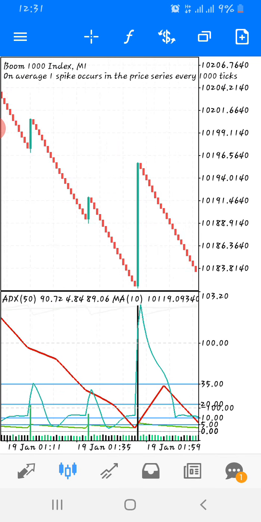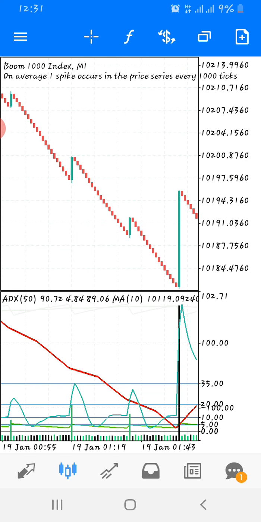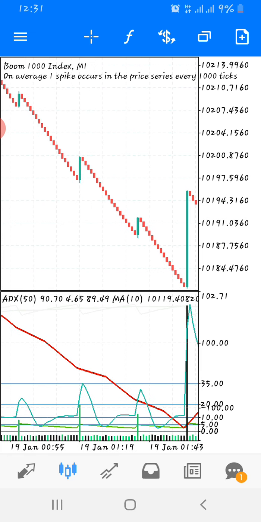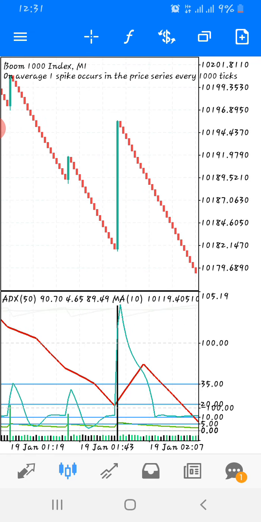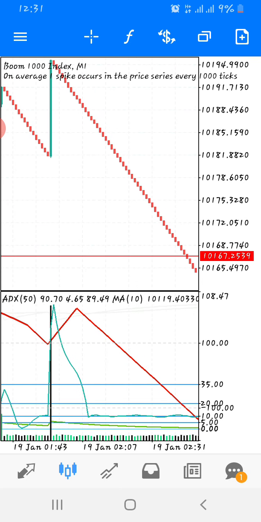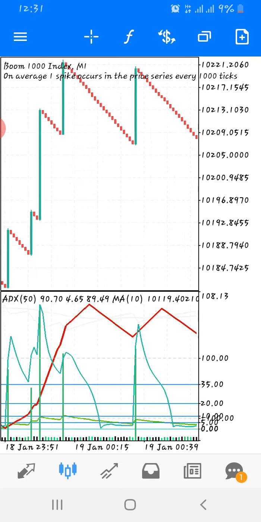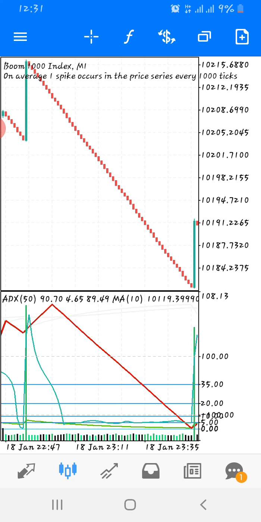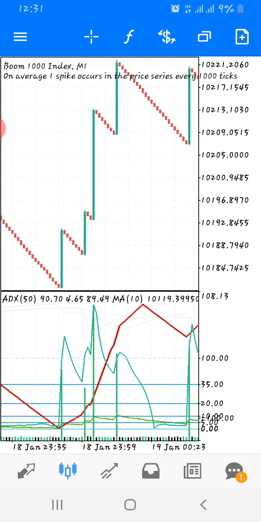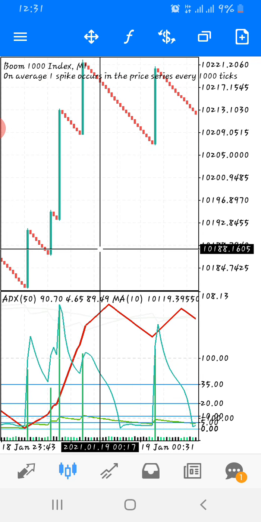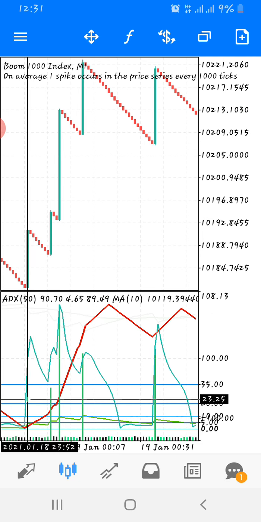You understand? So you see, here it was. Just watch the place. The point that it crossed the green moving average, at this point it was down, but then it became up. Yeah, it's going up. And this one, yeah, it's down. This is the moving average I'm talking about. At this point, it crossed.